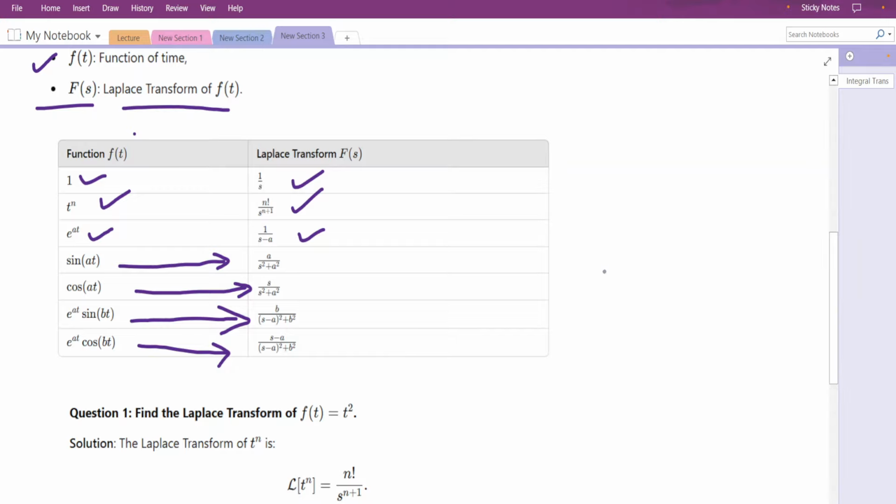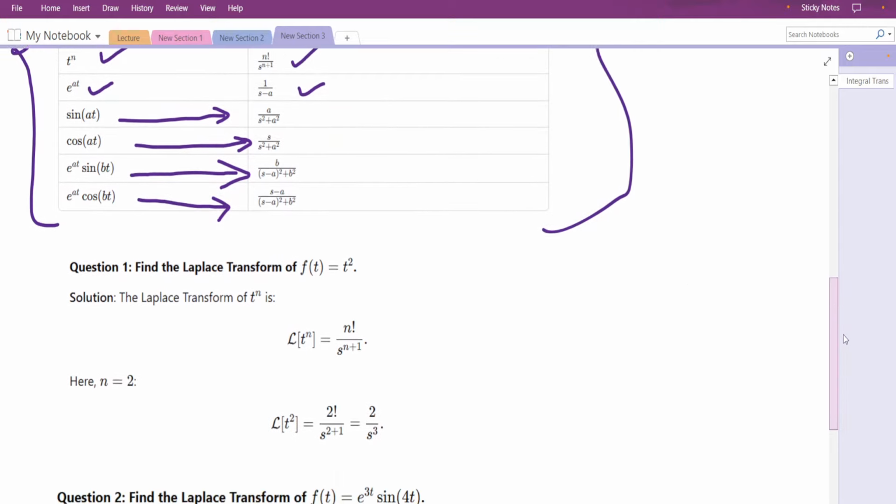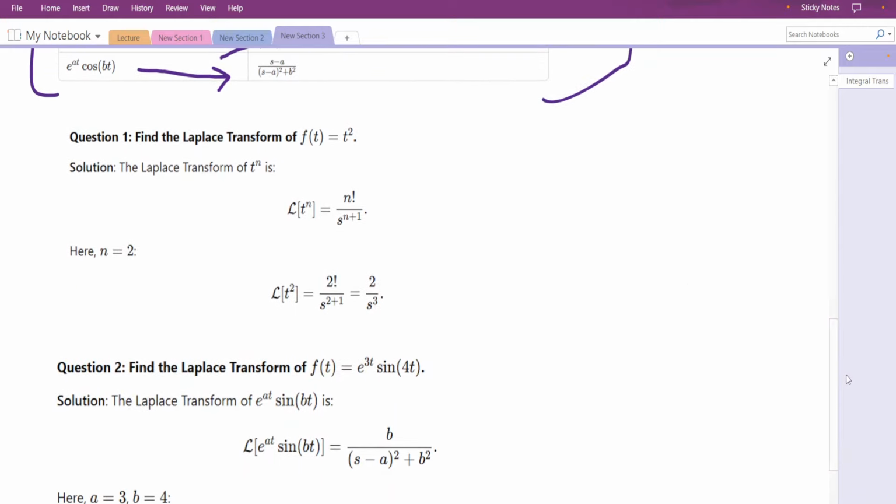Now, these properties are very helpful to solve some basic questions. Here, two questions I will be discussing today with the help of these formulas. The first question is like this: we want to find the Laplace transform of t square. We already have this formula: the Laplace transform of t to the power n is n factorial upon s to the power n plus 1.